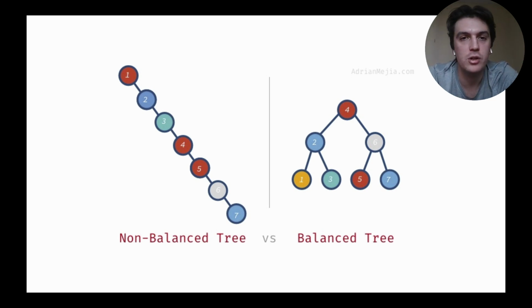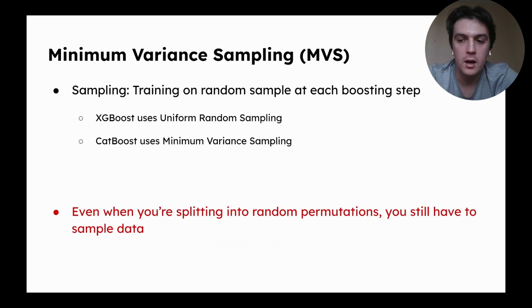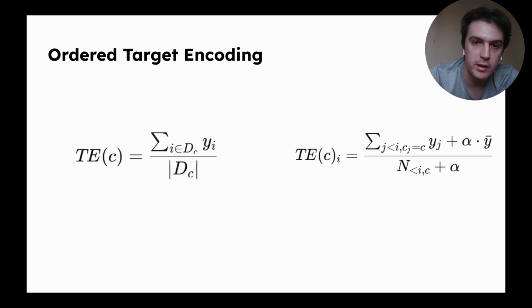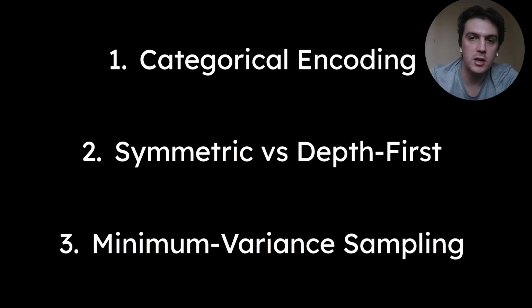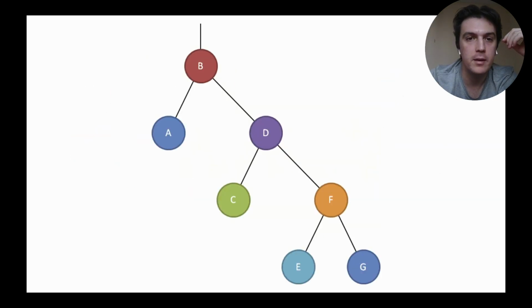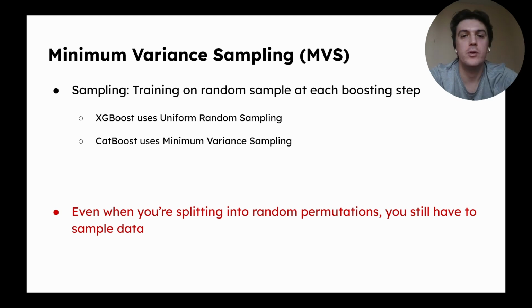It's also, most importantly, going to contribute to the overarching goal of CatBoost, which is to reduce overfitting and create a more ordered model based on your mix of categorical and numerical inputs. And the last big difference, so what did I talk about so far? The encoding, the boosting, symmetric versus depth-first tree building, and the last point is minimum variance sampling. So, what is that? What is sampling, first of all? Sampling is when you want to train on a random sample at each boosting step.